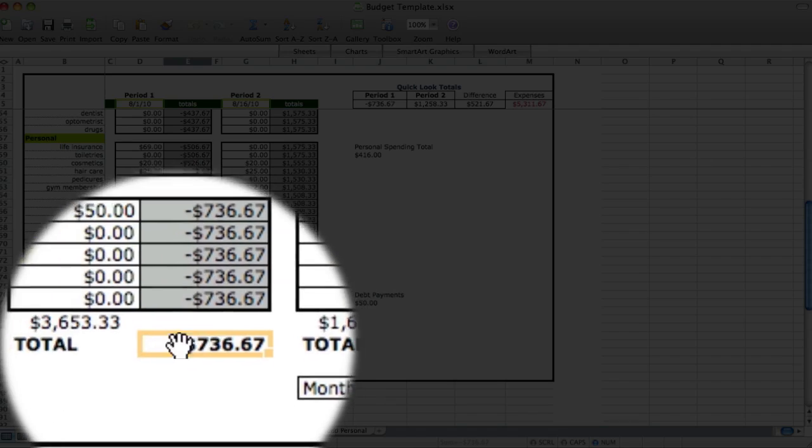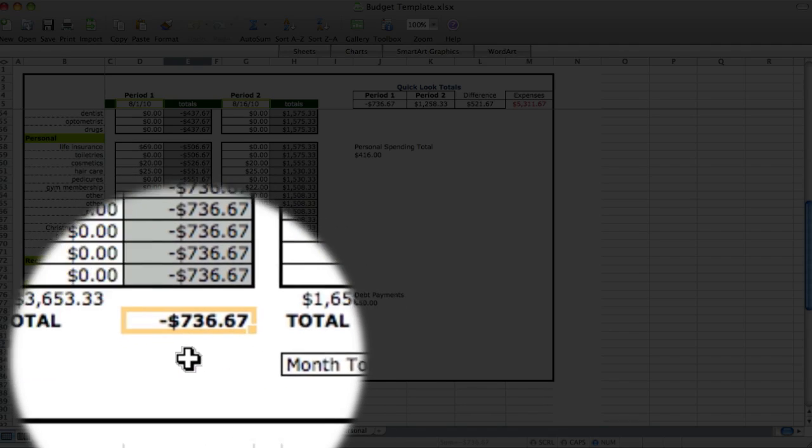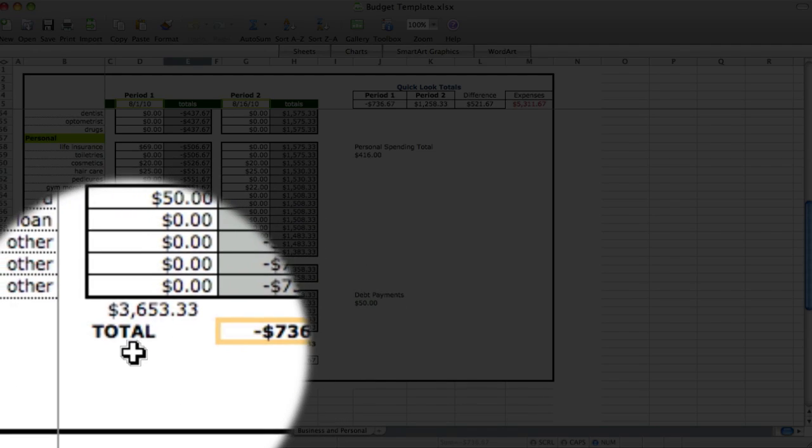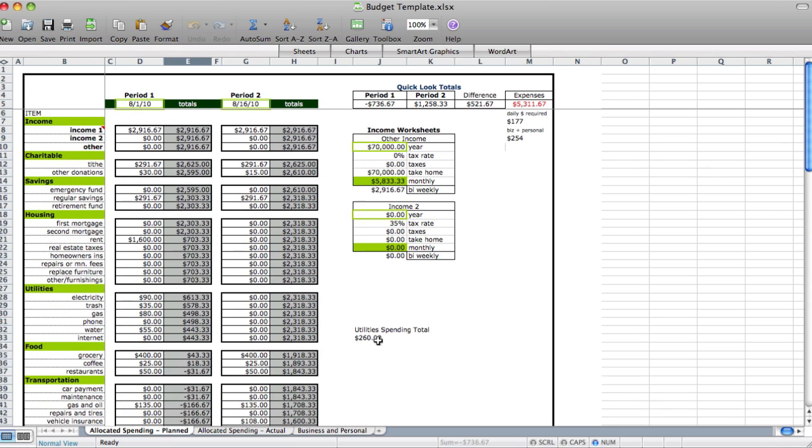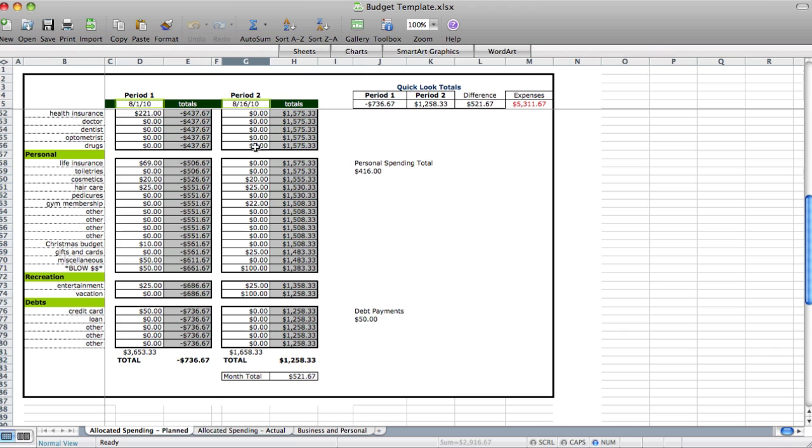In this case, it's an unhealthy zero-based budget because this example says negative 736, which would be a problem, as you can imagine. And period 2 is the same thing. You notice the total expenses there are 1658, which gives you a surplus for the second period of 1258.